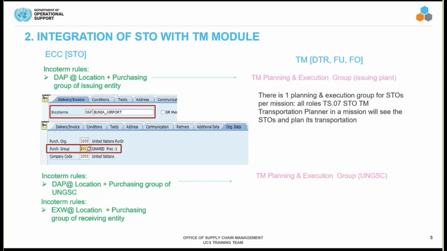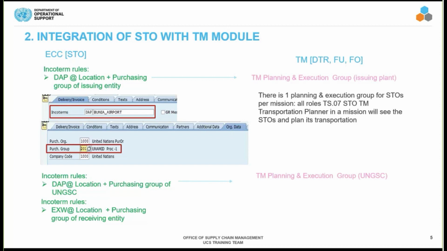In Brindisi, you have a special case where you have different purchasing groups. You have purchasing groups separated by commodities. These will be transformed so that all the commodities will be visible by all the roles CS07. So all the planners in TM will be able to plan any type of commodities. It's not separated by commodity type as the purchasing group is.